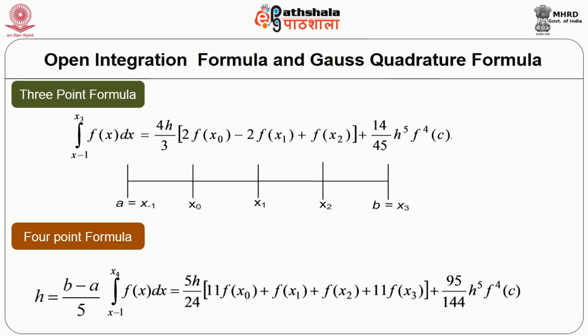And so the integral formula from x0 to x3 of f(x) dx is 5h by 24 times [11 f(x0) plus f(x1) plus f(x2) plus 11 f(x3)]. And the error term is 95 by 144 h raised to 5 times the 4th derivative at the point c. So the method, as we have pointed out, is exactly parallel to the closed type integration formulas.